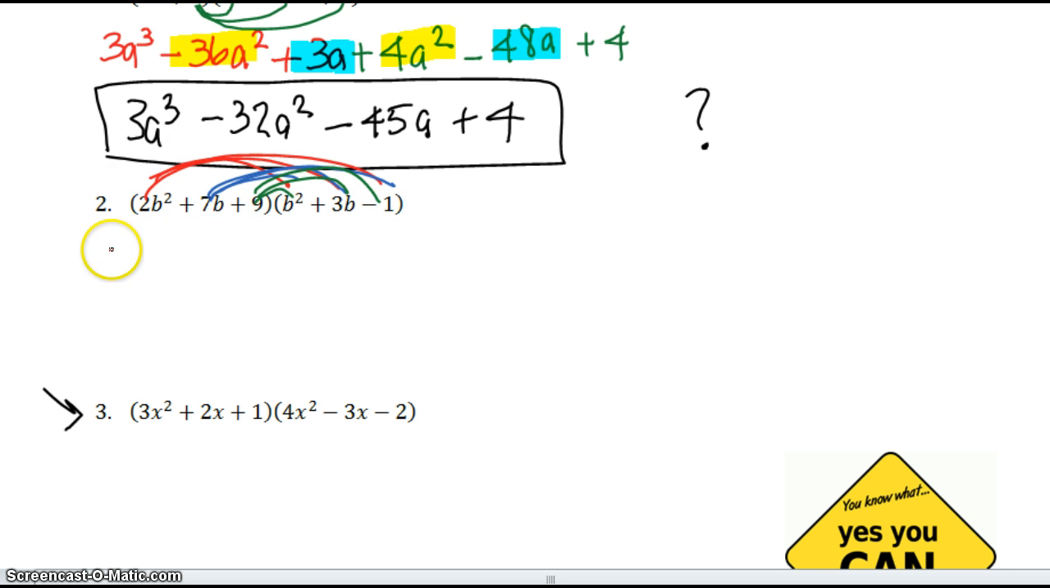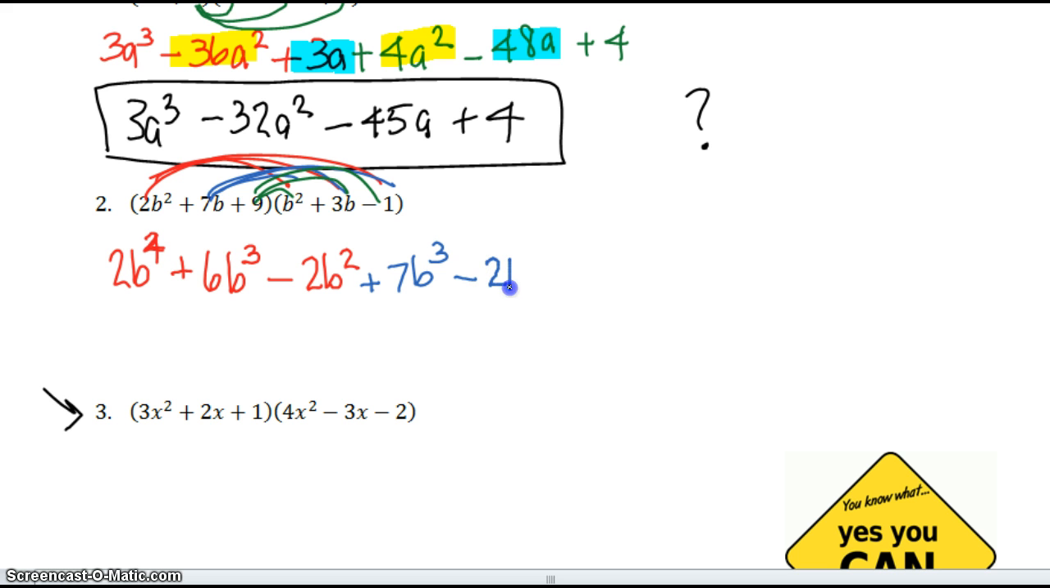2b squared times b squared makes 2b to the fourth. 2b squared times a positive 3b is positive 6b to the third. And 2b squared times negative 1 is negative 2b squared. Then with my blue, 7b times b squared makes 7b to the third. 7b times 3b makes 21b squared. 7b times negative 1 is negative 7b.